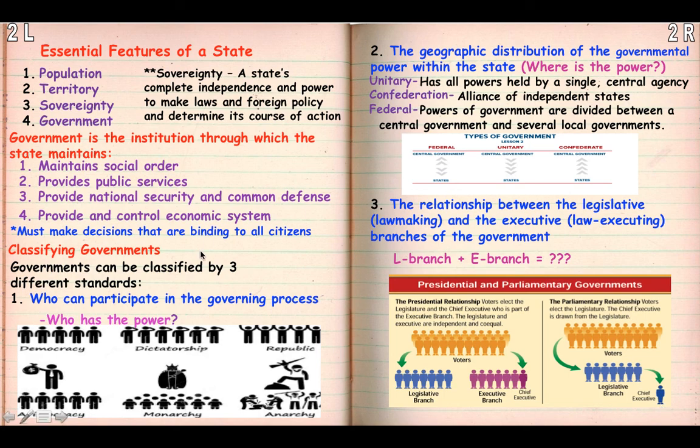Okay, so when it comes to L branch plus E branch, these are separate. These are together. And this one is higher than this one. If you guys have ever heard of the Prime Minister, that's who their chief executive is. Okay? So our three standards of government that we can classify governments by are who has the power, where is the power, and legislative branch plus executive branch, or relationship between L branch and E branch.